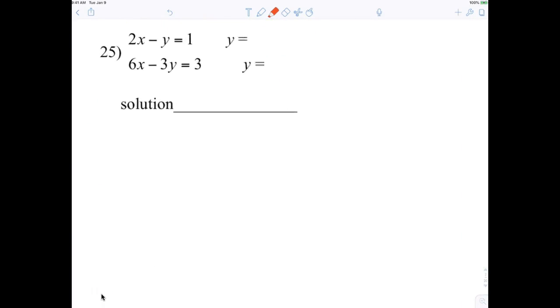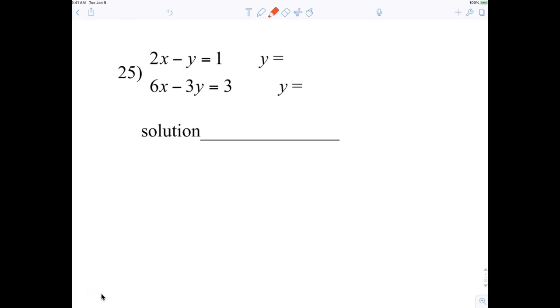Let's check out 25. On number 25, I really wish you guys would be able to look at that and say that's obviously the what? Addition. Yes. It's the same line. Now, how did I know that real quick? Because I just made a quick observation. What can I multiply the top equation by? 3. If I multiply the top equation by 3, what do you notice? Same answer. It's the same equation.